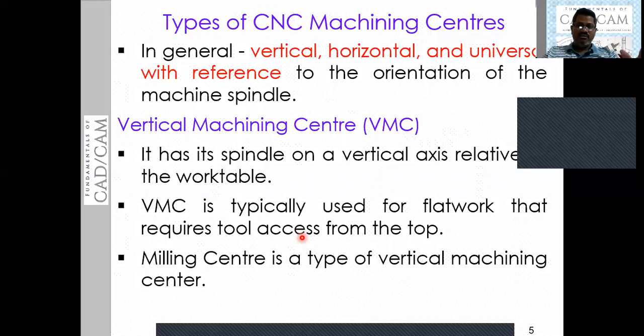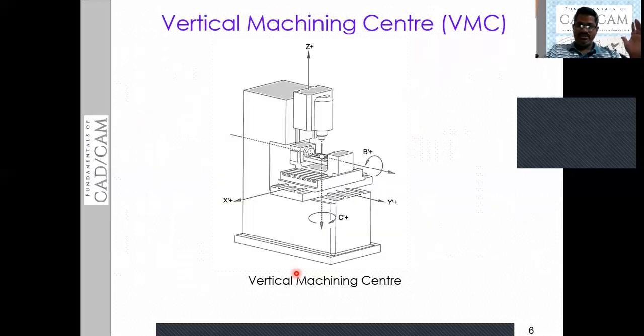On that plane, the work tool, the spindle, is going to reach the work to perform the operations on the plane of the workpiece. Then the milling center is a type of vertical milling center. Yes, this is an example of the vertical machining center. The milling center is an example of the vertical machining center.